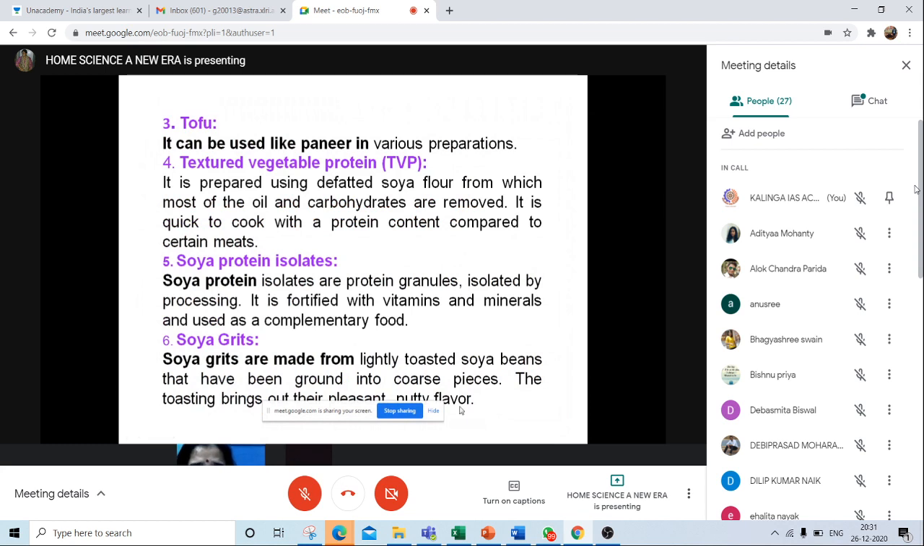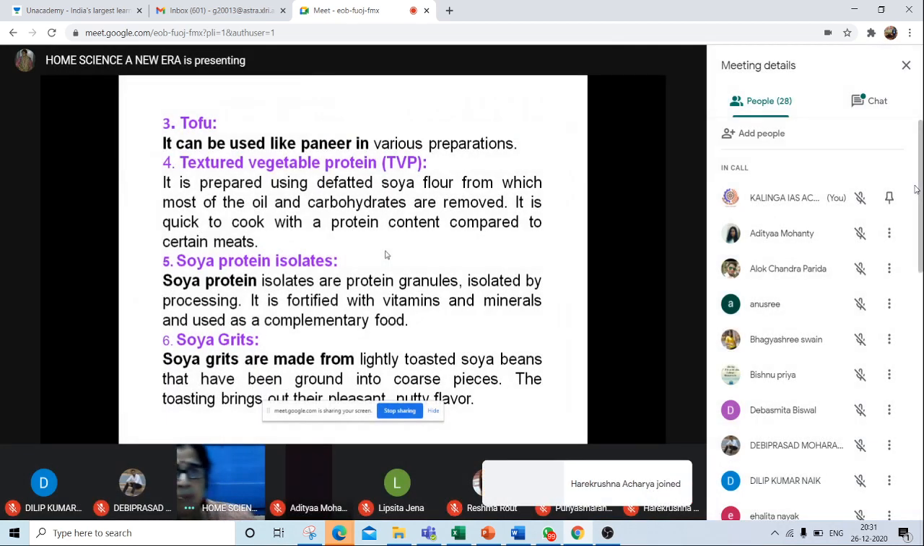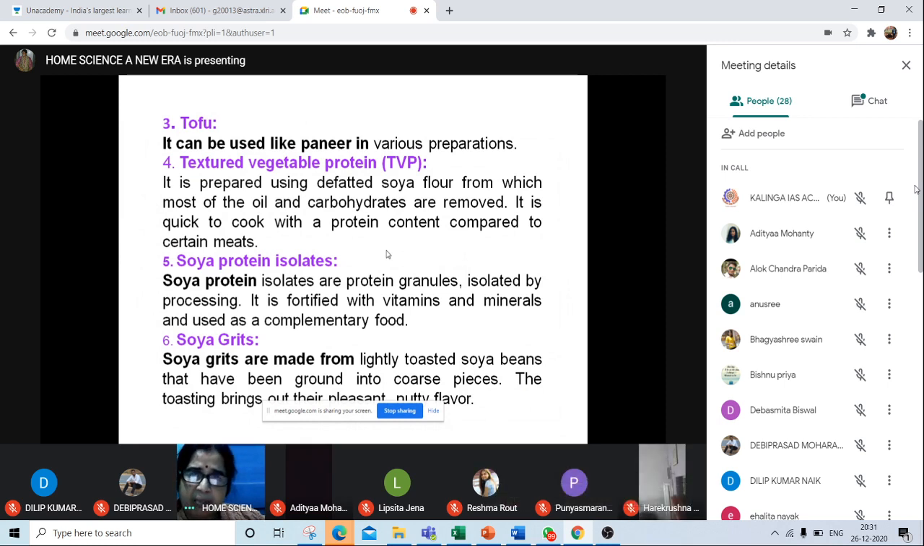Then tofu, it can be used like paneer in various preparations. Then textured vegetable protein is prepared using defatted soya flour, from which most of the oil and carbohydrates are removed. It is quick to cook, with a protein content comparable to certain meats. Then soya protein isolates. These isolate the protein granules by processing. It is fortified with vitamins and minerals and used as a complementary food. Then soya grits. These are made from lightly toasted soybeans that have been ground into coarse pieces, and this toasting brings out their pleasant nutty flavor.